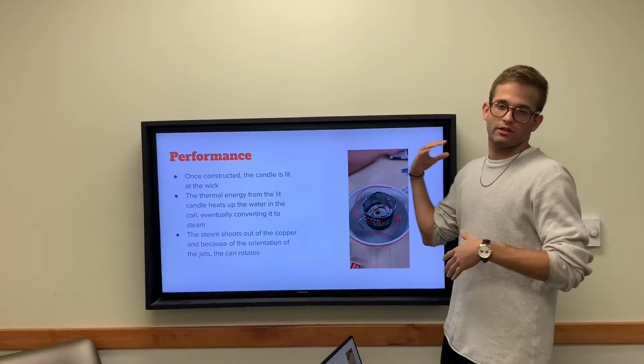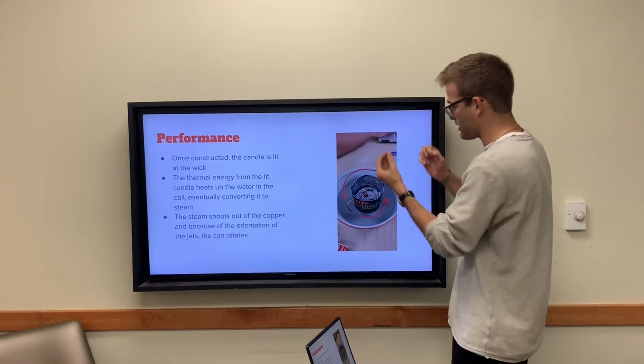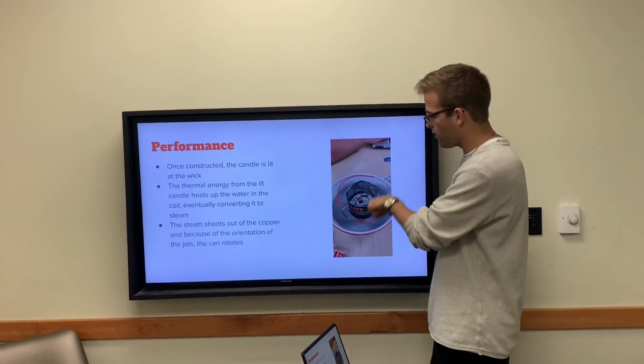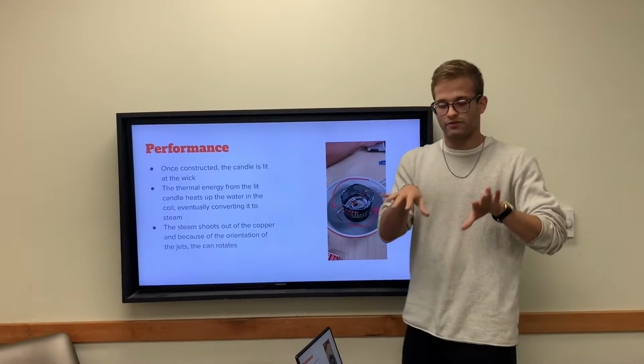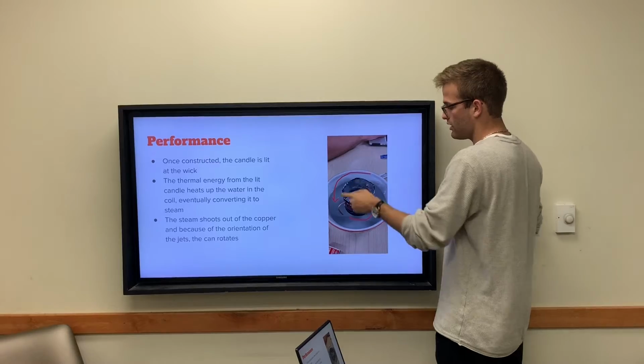That water in the coil would eventually convert to steam, and that steam shoots out because it builds in pressure as it's heating. The steam will eventually shoot out of the copper tubes at the bottom, and because they're in opposite orientations, it causes a rotation, as shown in the picture right here.